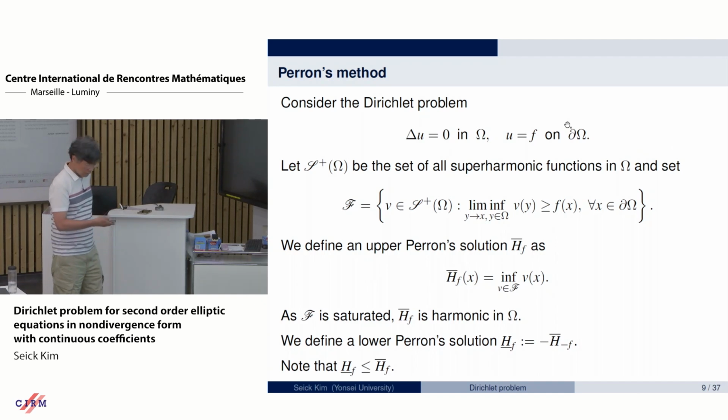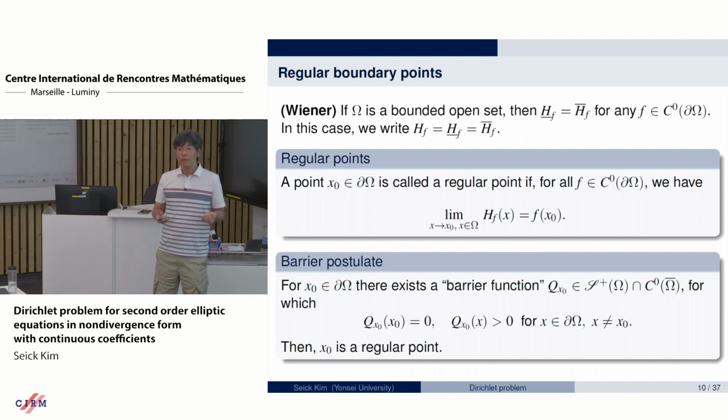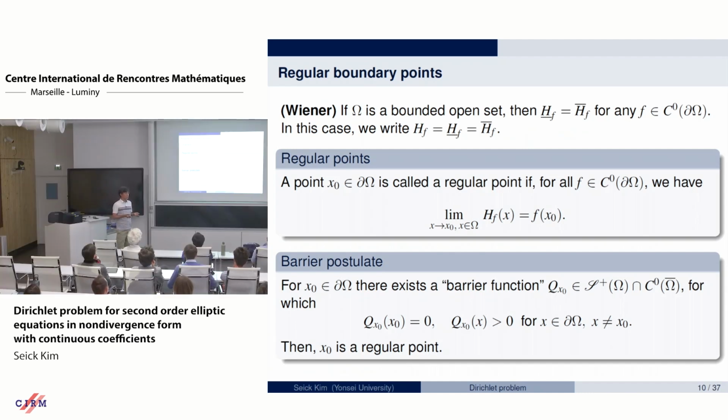Okay? Then there's a theorem due to Wiener. If omega is just a bounded open set, then the two concepts of upper Perron solution and lower Perron solution coincide if the data is continuous. So you can just talk about the Perron solution. Okay? And this is the definition of regular boundary points.